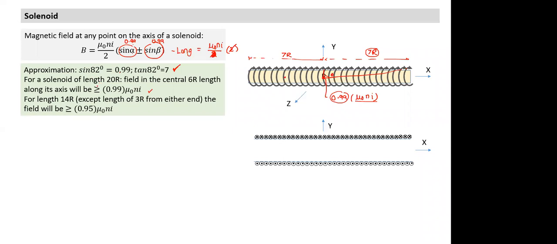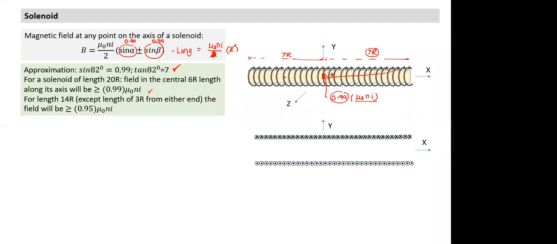Basically I am trying to understand what "long" means. We take sine alpha equal to 1, sine beta equal to 1, and I get mu naught Ni. I'm trying to get a feeling of how long the solenoid actually has to be so that the field becomes at least 99% of the theoretical value. I calculated that if it is 7r on this side and 7r on this side, sine alpha becomes 0.99. What happens if it is more than 7r? It will be more than 0.99.